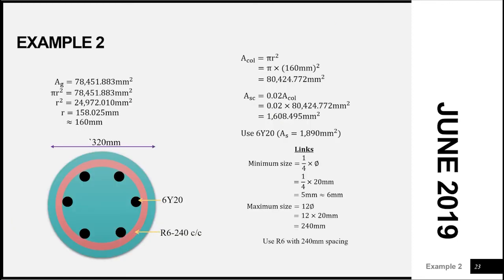Okay, I put here 6Y20. Okay, I refer to that table. AS dia adalah 1890 mm square. Okay, we are almost done. Kita dah dapat longitudinal bar ataupun main bar punya size. Okay, the next thing is kita kena design for links.